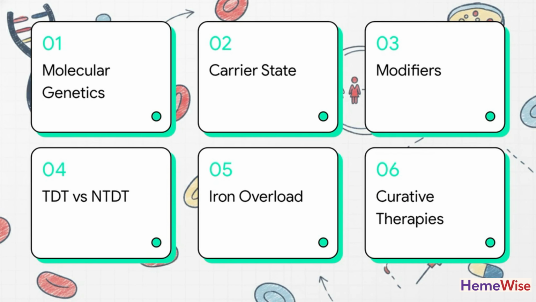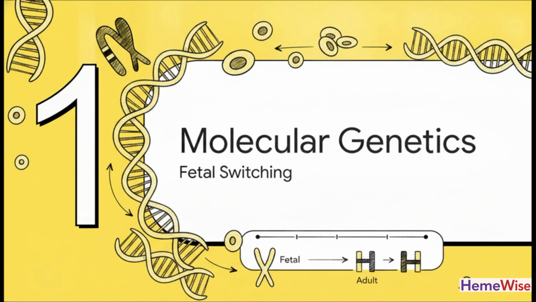To structure our analysis in this explainer, we're going to map this genotype to phenotype journey across 6 critical stages: molecular genetics and fetal switching, the heterozygous carrier state, modifiers and variant combinations, TDT versus NTDT classifications, iron overload and complications, and finally, modern and curative therapies. Let's get to it. Starting off with Section 1, molecular genetics and fetal switching.